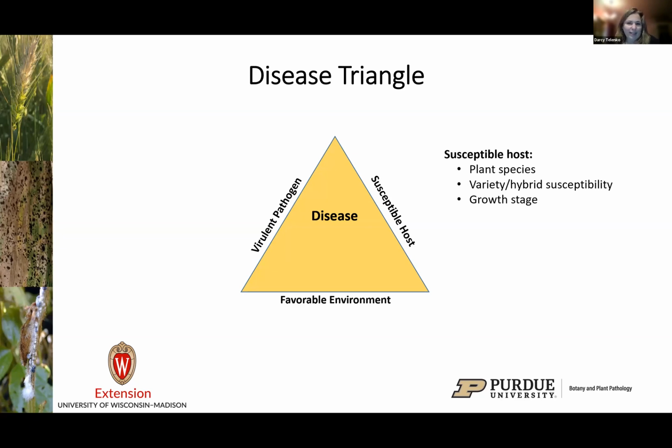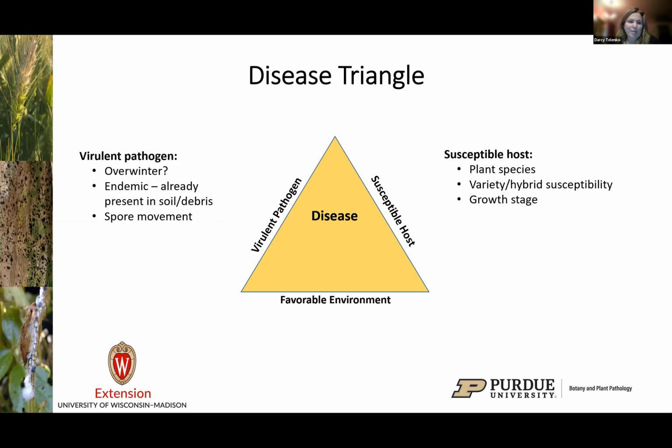And we can also look at using variety and hybrid selection to reduce that risk to that plant. And then it's also important to understand when the disease may move in, what growth stage is most susceptible to infection. And that's going to play a role in whether we have a problem for that disease in the season.